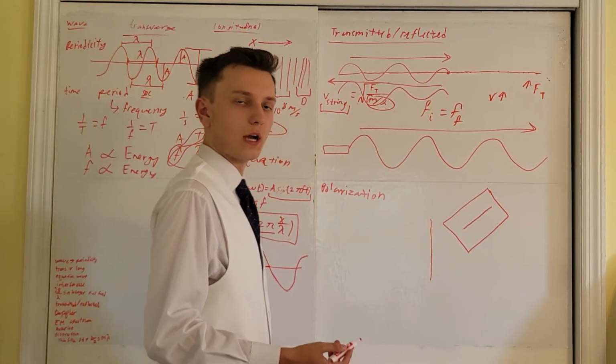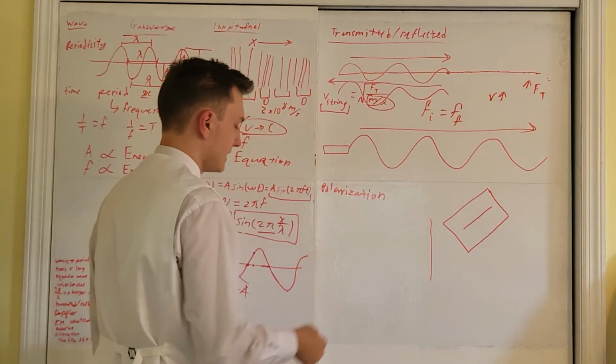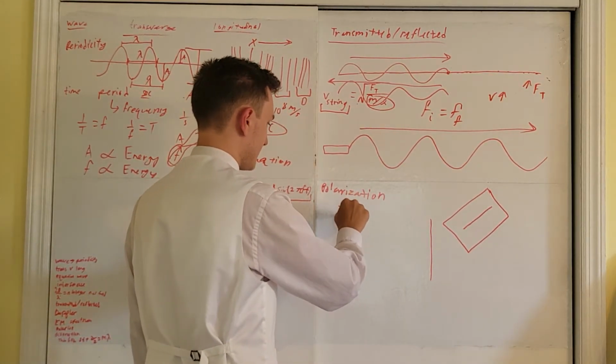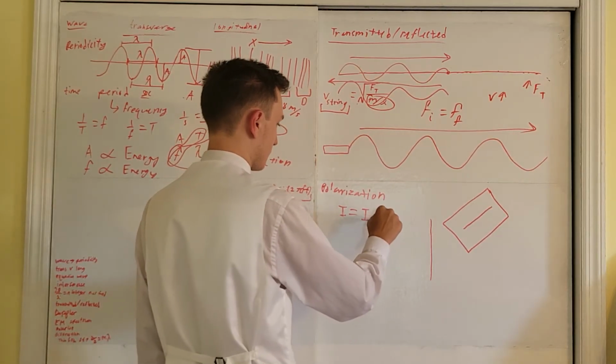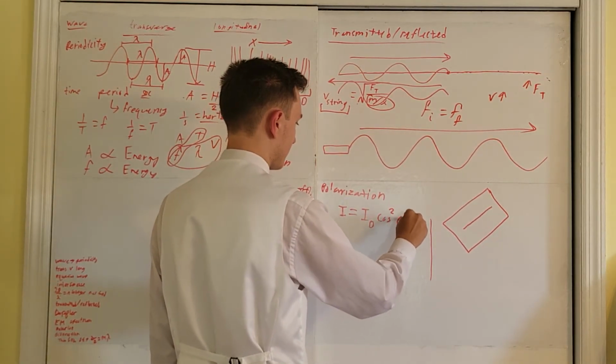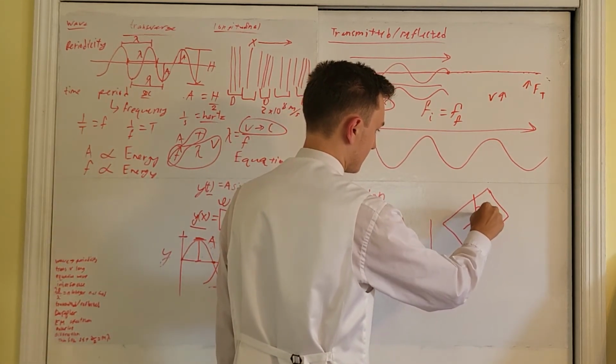This is not an equation you have on your equation sheet, but it's a useful equation to know if you want to relate intensity: the intensity after a polarizer is equal to the intensity of a wave before the polarizer times the cosine squared of the angle theta between the wave and the polarizer.